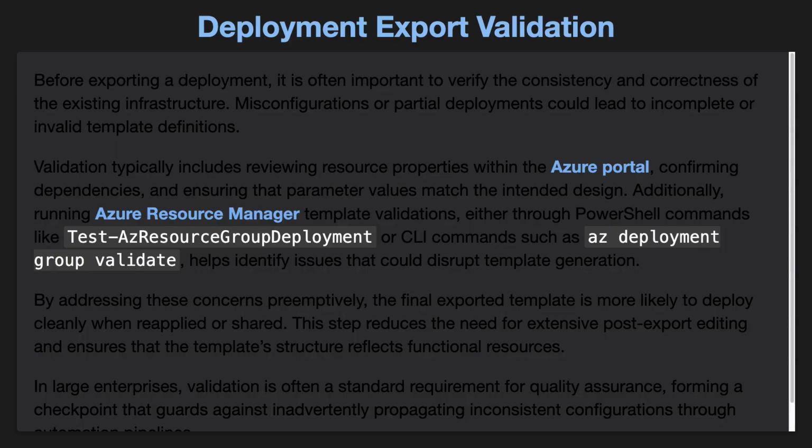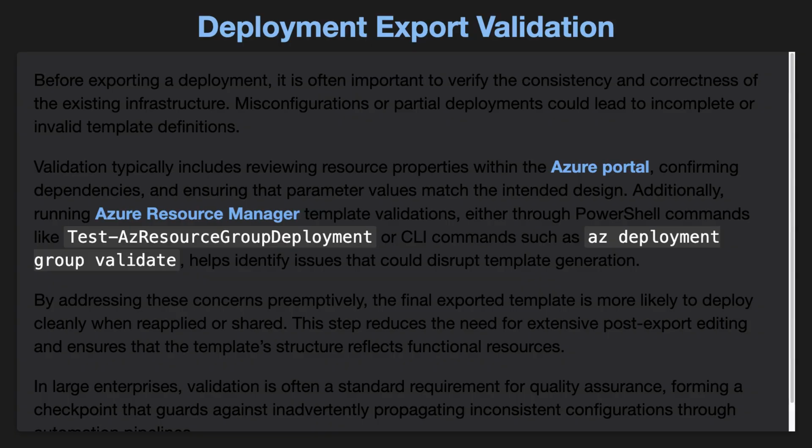Before exporting a deployment, it is often important to verify the consistency and correctness of the existing infrastructure. Misconfigurations or partial deployments could lead to incomplete or invalid template definitions. Validation typically includes reviewing resource properties within the Azure portal, confirming dependencies, and ensuring that parameter values match the intended design. Additionally, running Azure Resource Manager template validations, either through PowerShell commands like Test-AzResourceGroupDeployment or CLI commands such as az deployment group validate, helps identify issues that could disrupt template generation.